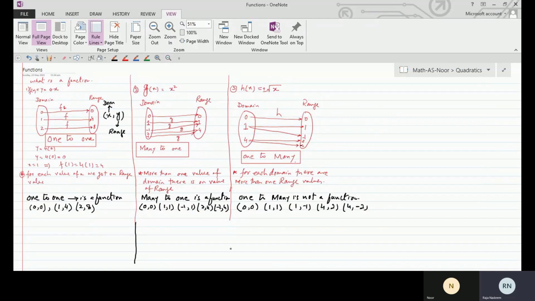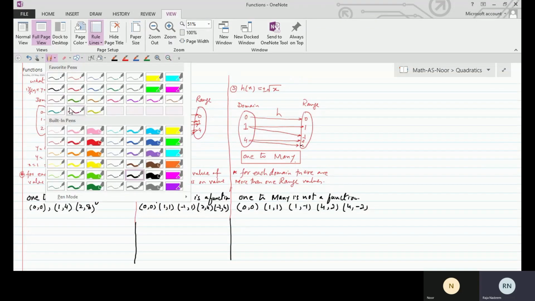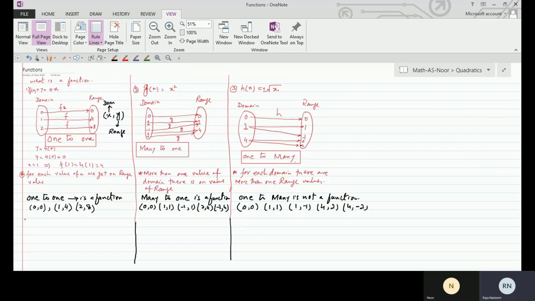There is another definition for the function. If domain elements are not repeating, then f is called a function. Okay, so you can see in this example, in this point this is 0, in this point this is 1, and in this point this is 2. So all domain elements are different, so domain elements are not repeating.